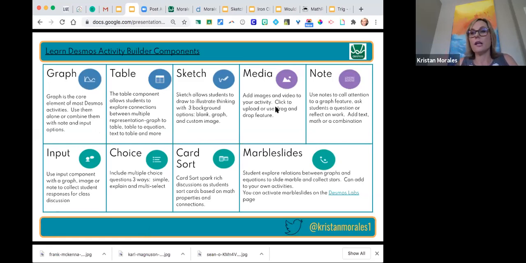You can include a video if you want to include a video. You can include a note, and a place for students to have their input. You can include multiple choice questions. And then there's also card sorts and marble slides. So those are the different ways you can go about setting up a Desmos activity.